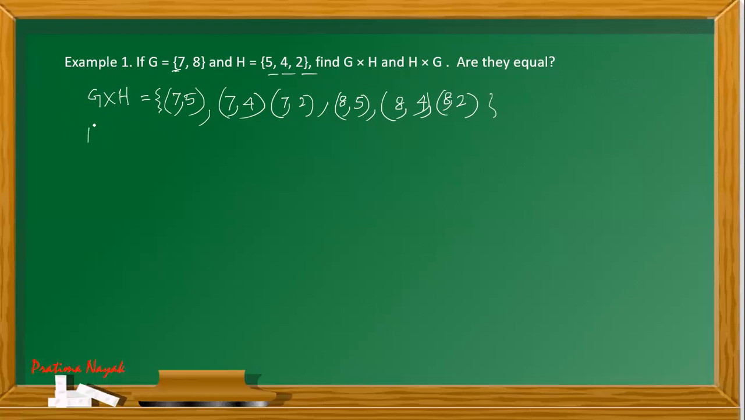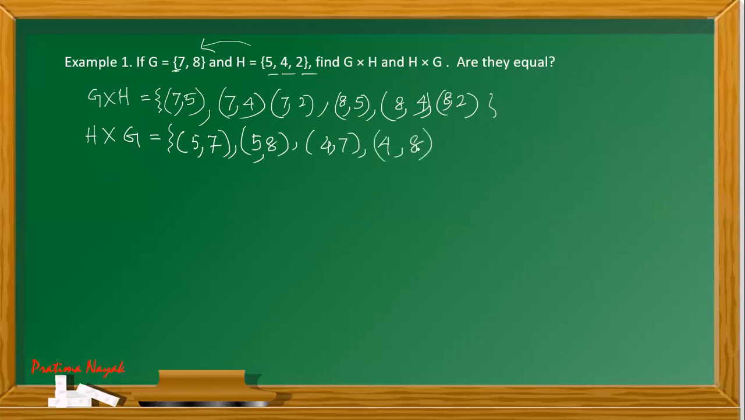Now when I want to write H cross G, that means I'll take the element of H first. So I'll go in reverse way: 5, 7, then 5, 8, then 4, 7, then 4, 8, next 2, 7, and 2, 8.